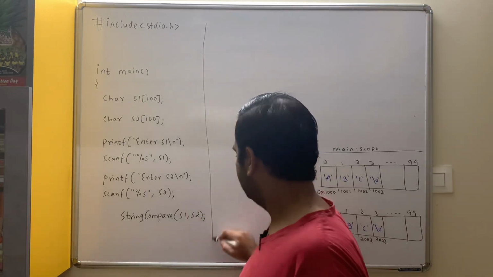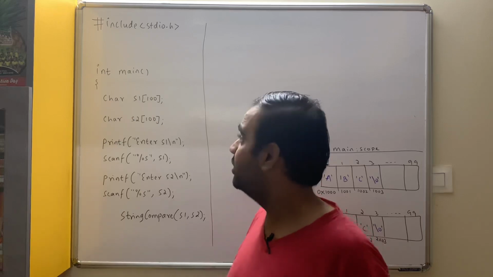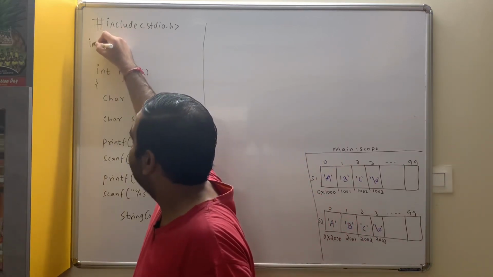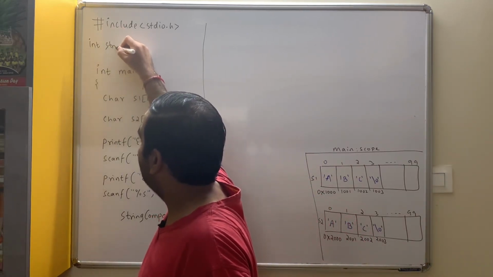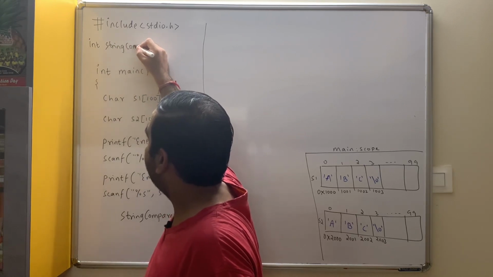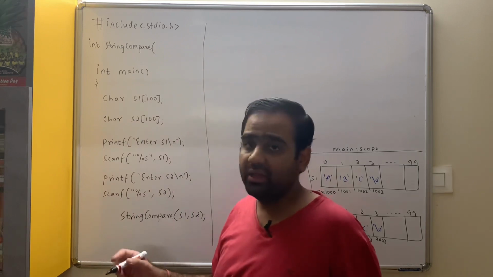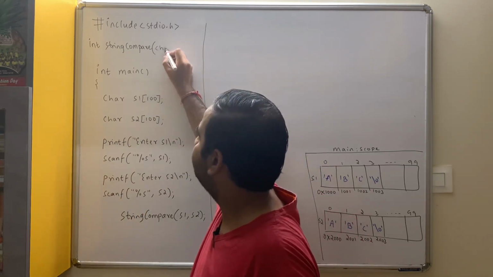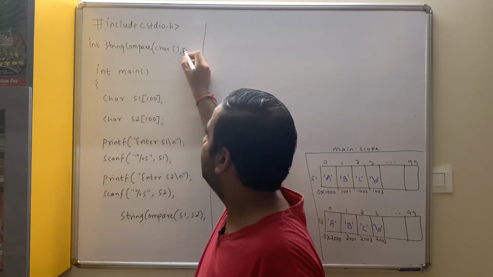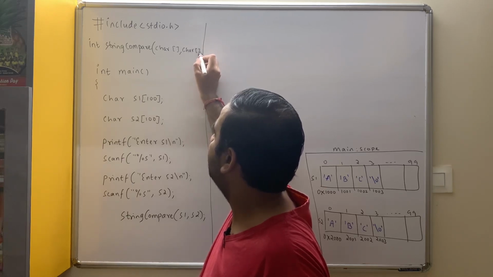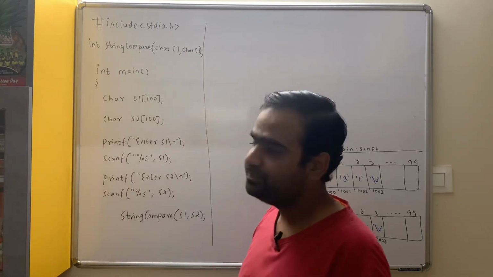The return type of the function is integer because it returns -1, +1 or 0. We say int. What is the function name? String compare. What is the first parameter? S1. It is a character one dimensional array. And the second parameter is S2. Again, it is a character one dimensional array.